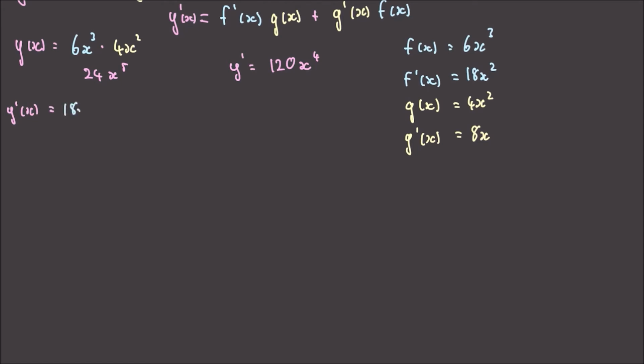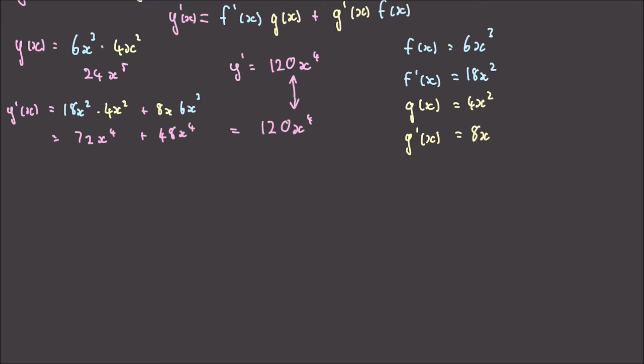F prime times g, plus g prime, 8x, times the original f. 72x to the power of 4 plus 48x to the power of 4, and this of course adds to 120x to the power of 4, which is the same we got by doing it the other way.